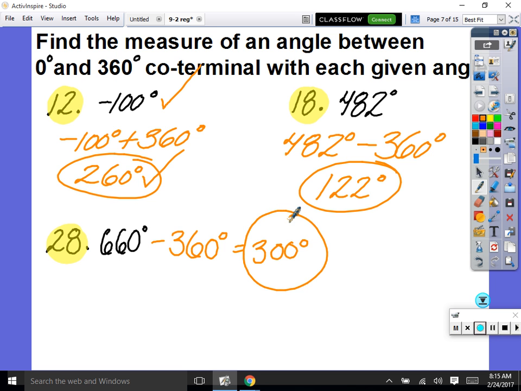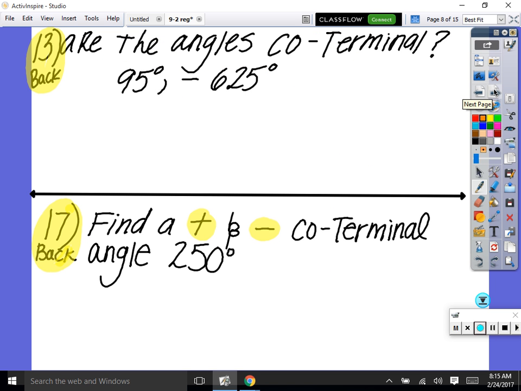Okay, awesome. Go to 13 on the back page, flip over. You've got to answer the question correctly depending on what it asks. It says on 13, are the angles coterminal? Coterminal means falls in the same spot. We can find coterminal angles by adding or subtracting 360. So I'm going to start with 95, for example. We don't have to start with 95, but it wants to know, is this coterminal?